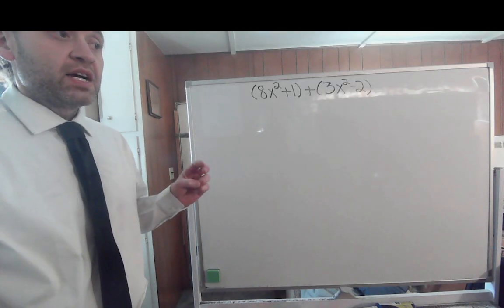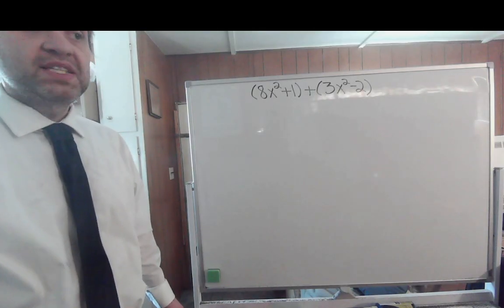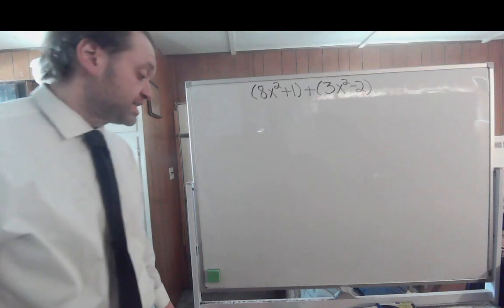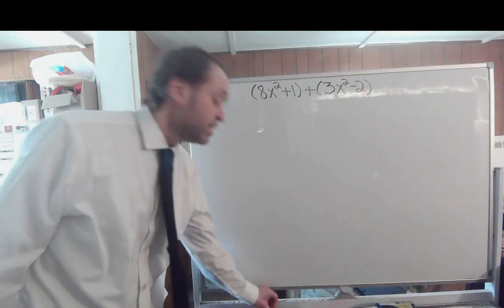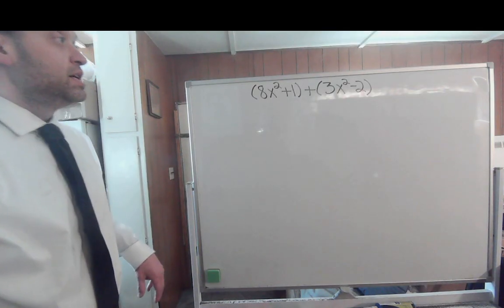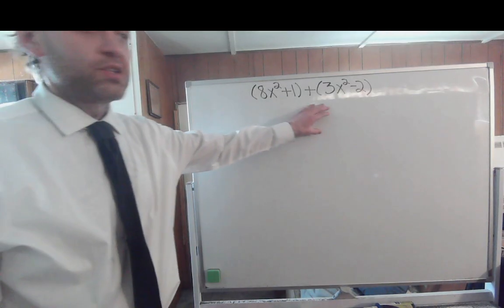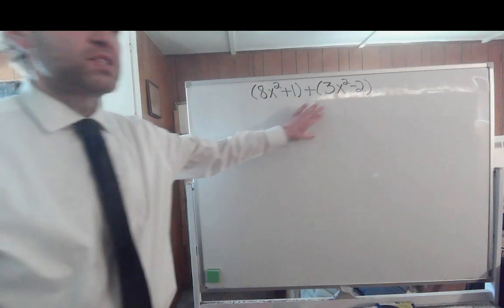Today we're going to talk about simple adding and subtracting of polynomials, which may seem a lot like Algebra 1, but it's still very important. So we're just going to review how to add and subtract polynomials today. So here you have 8x squared plus 1, that quantity, plus the quantity of 3x squared minus 2.